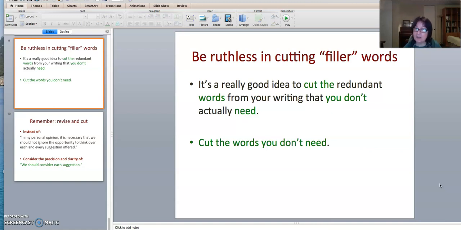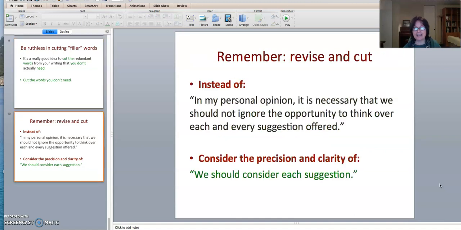So it is a really good idea to cut the redundant words from your writing that you do not actually need. Cut the words you don't need. And remember, when you revise and cut, your sentences become more powerful. So instead of, "In my personal opinion, it is necessary that we should not ignore the opportunity to think over each and every suggestion offered," I already have a headache. Simply say, "We should consider each suggestion."